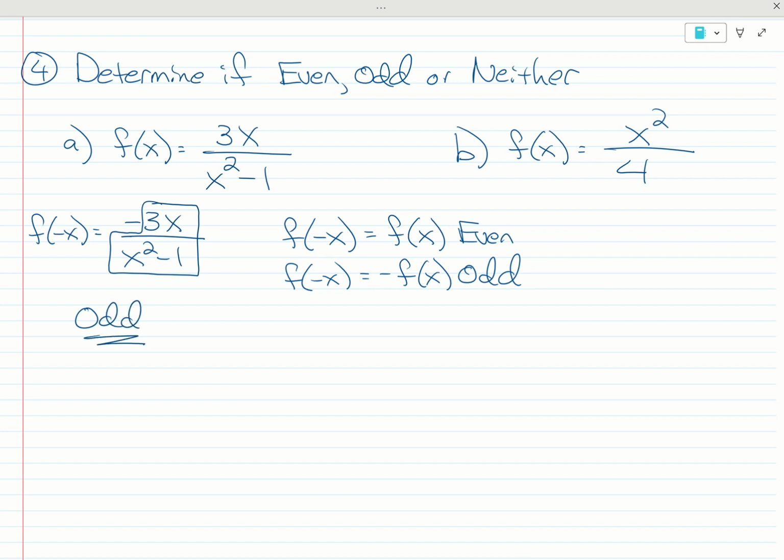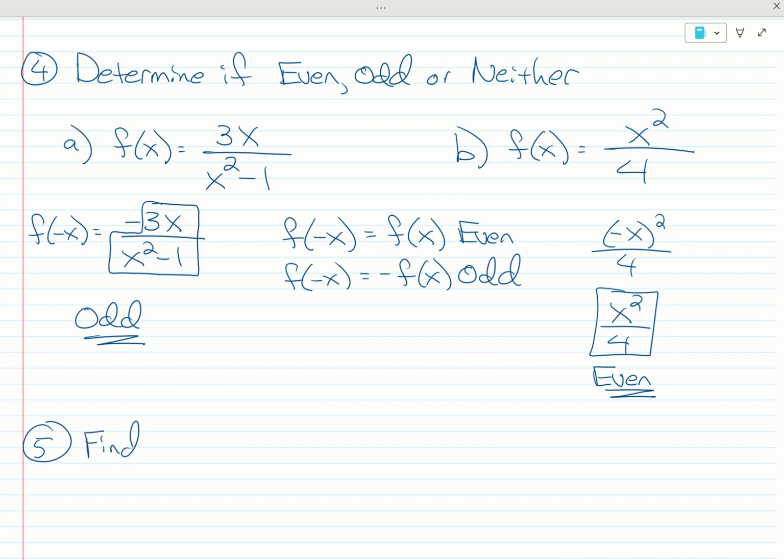For a function like the one on the right, if you were to plug in negative x to the second is x squared over 4. It actually winds up being the same thing. So you would say that this is an even function. Okay, the next problem is a difference quotient. I'm going to ask you to find the difference quotient.